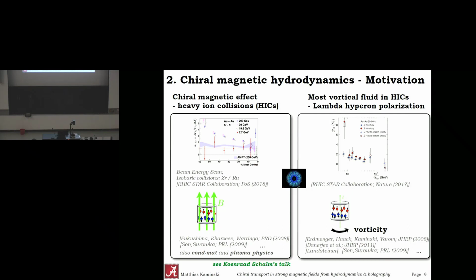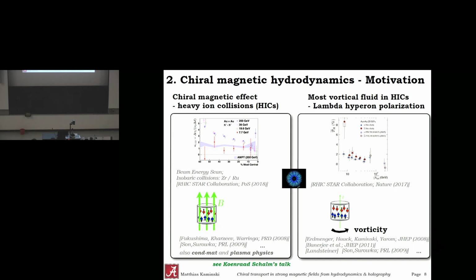What this plot contains is data from the beam energy scan that's taken by the STAR collaboration at the Relativistic Heavy Ion Collider in Brookhaven. And what these people try to find with these measurements is this chiral magnetic effect. So this chiral magnetic effect is essentially charge separation in a particular direction due to the magnetic field in the heavy ion collisions. And that's kind of a novelty to heavy ion collisions.